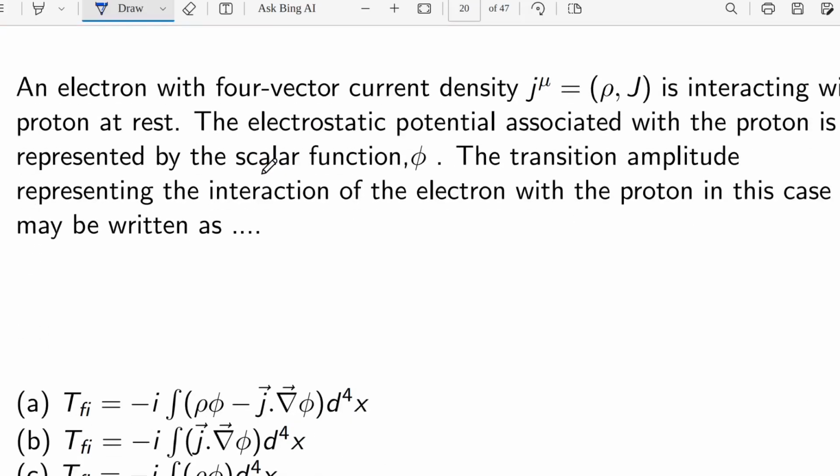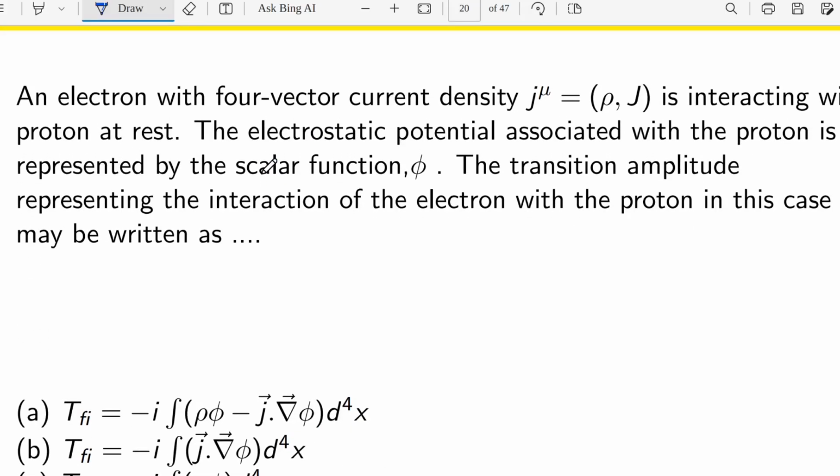Yes. So this is question number 4. So what is this question? The question is: an electron with 4 vector current density J mu equals to rho J is interacting with a proton at rest. We have to focus on this line, proton at rest. The electrostatic potential associated with the proton is represented by the scalar function phi. The transition amplitude representing the interaction of the electron with the proton in this case may be written as.